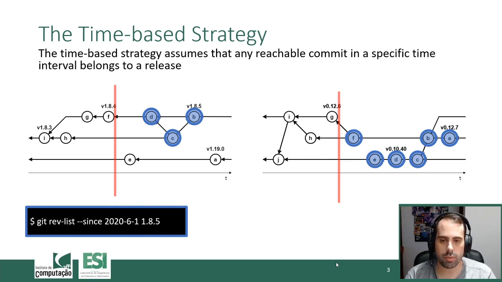On the left sample, I would like to highlight the commit E, because it's not reachable by the release and should not be included. However, an unfamiliar developer may include it by mistake and introduce additional errors to the analysis.